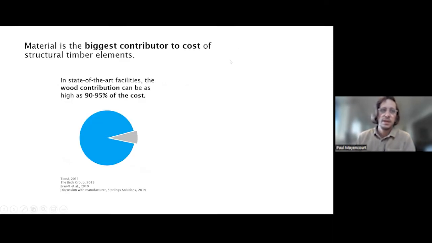And if you look at the cost of structural timber, especially in state-of-the-art facilities, the wood contribution, so how much you pay for the wood compared to how much the final product costs, is about 90 to 95% of the cost. So the major cost component in making these timber elements is the cost of lumber.